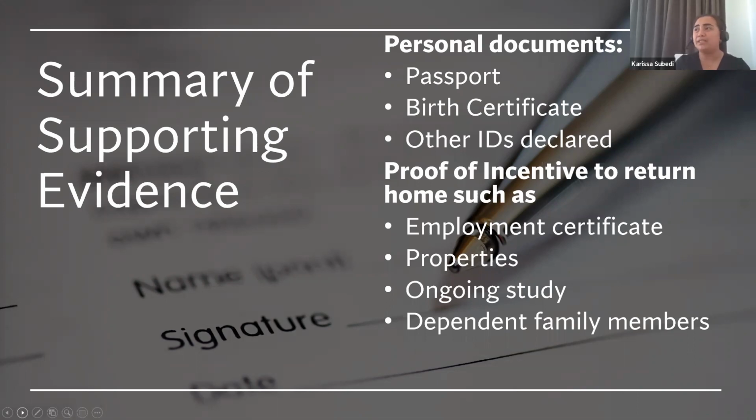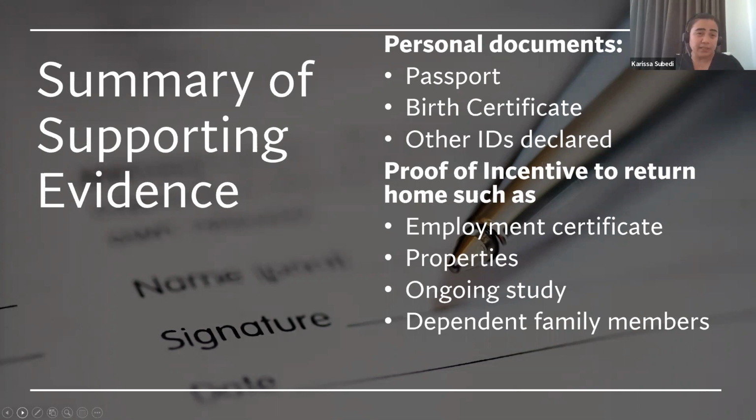Number one is your passport. Number two is your birth certificate and other IDs that you have declared. Then you also need to have proof that you are going back to your home country, because this is a tourist visa. So the purpose of coming here is for business, and you need to go back to your home country. Number one would be your employment certificate, because definitely you need to go back to work, or you probably have some properties in your home country that you need to manage.